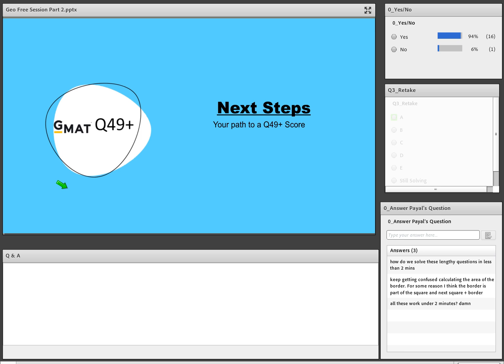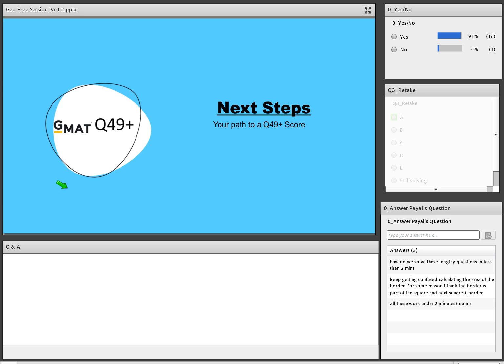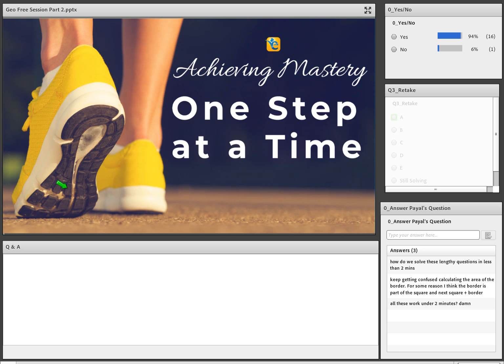The only reason you feel time pressure is because you don't follow the process. You don't draw the right inferences. As a result, you go in circles. So what are some of the next steps? Again, to achieve mastery, you've got to take one step at a time. And so that's something that you've got to do.